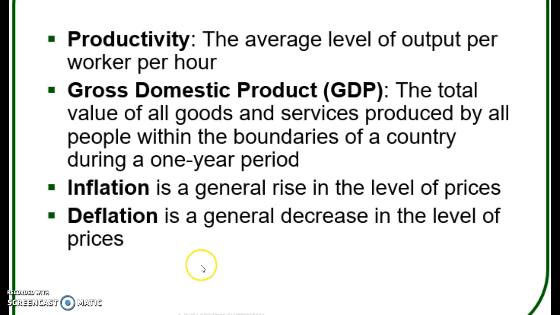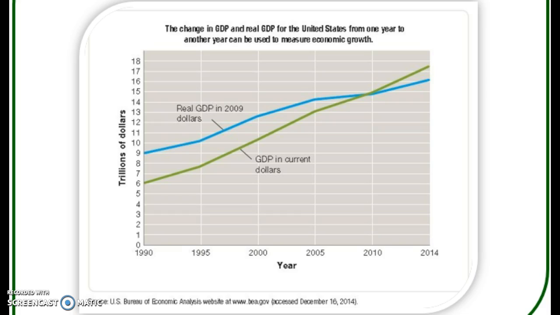Among the more common ways of measuring an economy, one of the most common is by GDP, or gross domestic product, which is the output of that country during a given year. Inflation is another economic factor worth considering, which is a general rise in the level of prices, and deflation, of course, is the opposite. Here we can see a graphic of GDP over time for the United States.